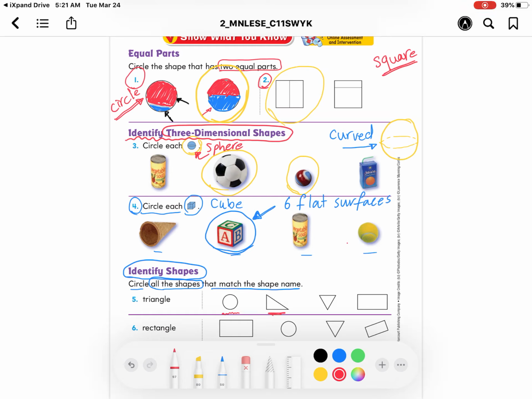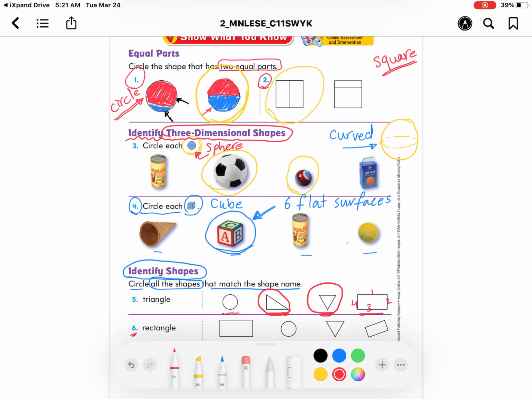What about this shape? Yes, it has 3 sides. It's a triangle. Let's circle it. What about the next one? Excellent. This is a triangle. It has 3 sides. What about this one? It has how many sides? 1, 2, 3, 4. So can I circle it? No, because this is a rectangle, not a triangle.